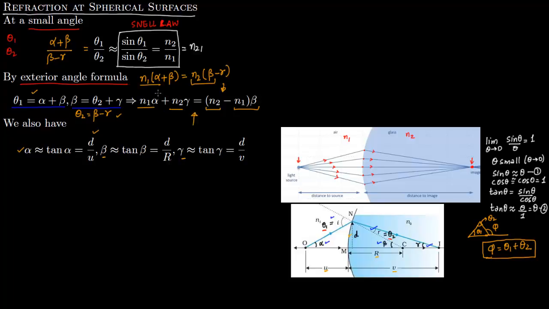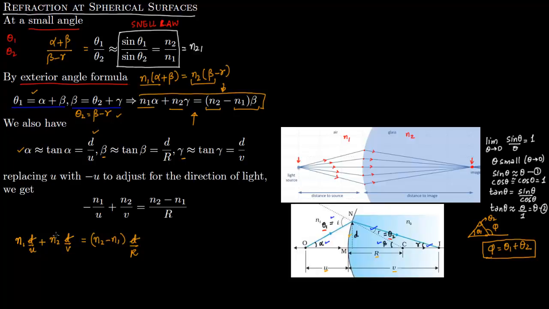So in place of alpha in this equation, you write d over u. So you get n1 d over u. So I'm just rewriting this equation down here. Instead of gamma, we write d over v. So you have n2 d over v. So this is equal to n2 minus n1, and in place of beta we have d over r. So you just cancel d out. So you get n1 over u plus n2 over v is equal to n2 minus n1 over r.